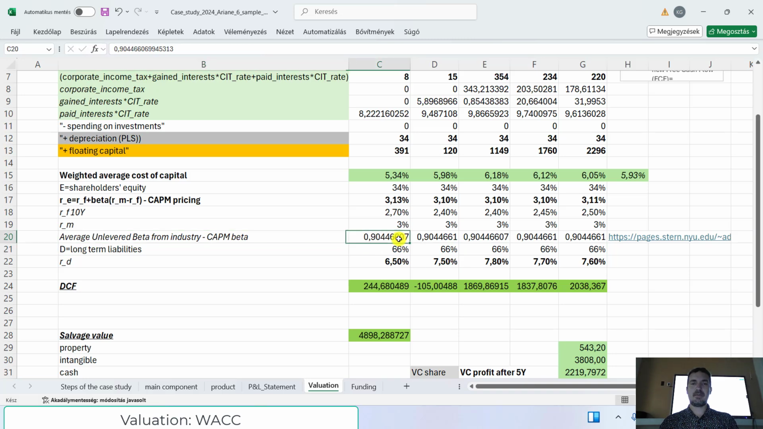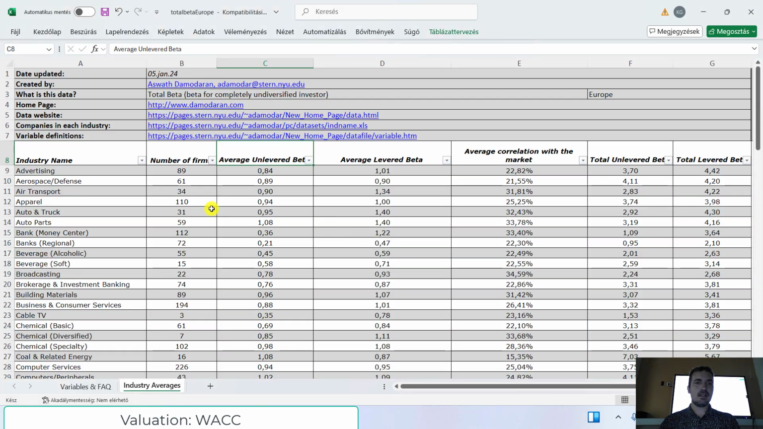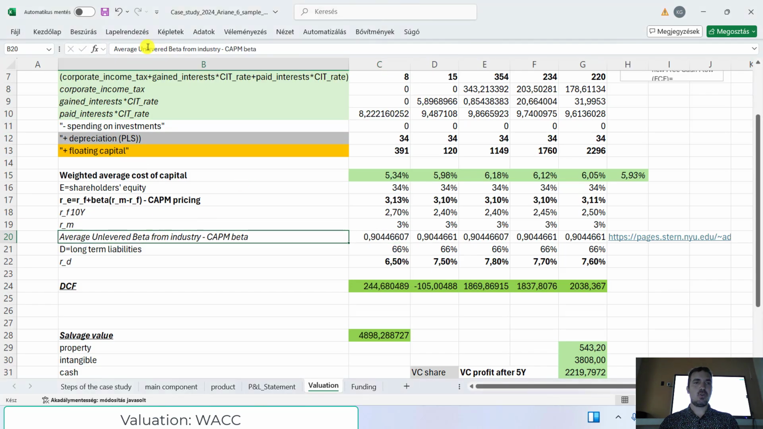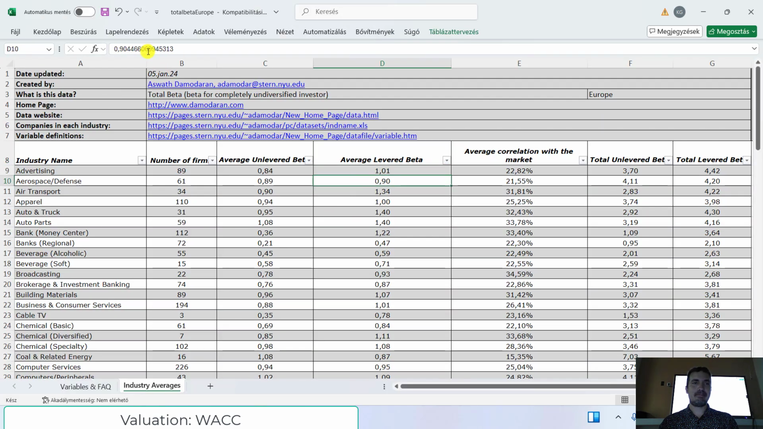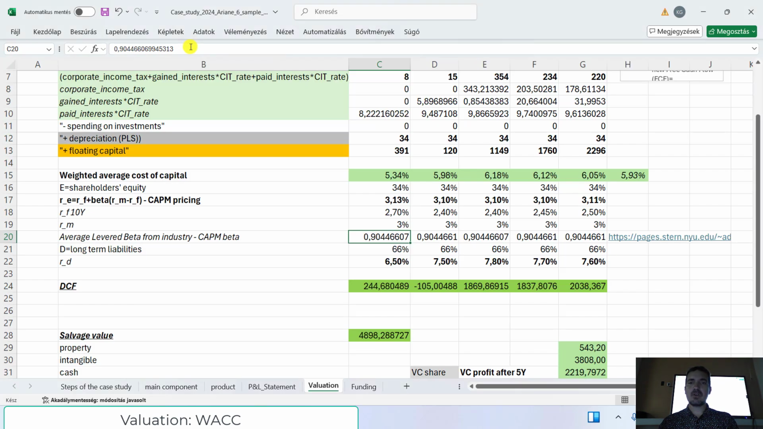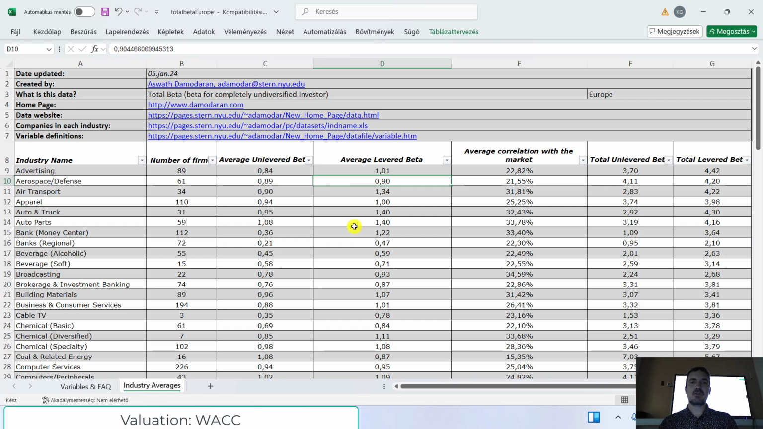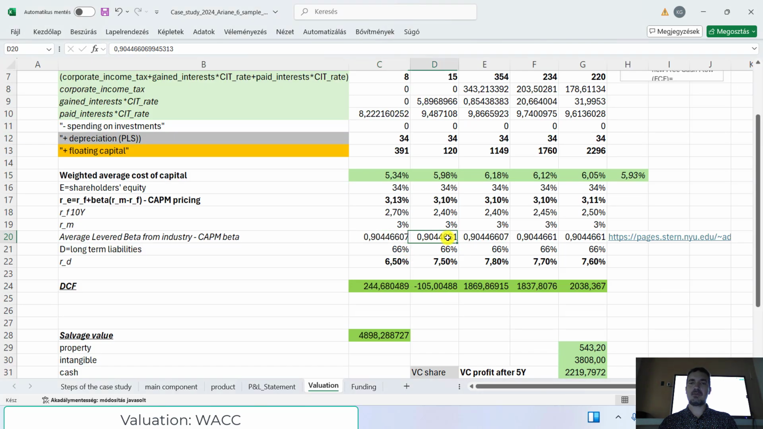So let's write it here. Now it's at the... Oh, sorry. I should use the levered one. Whoopsie. I know that one of them should be used. 44. Yes, this is the same number. So if we copy and paste it here, then this would be the same.